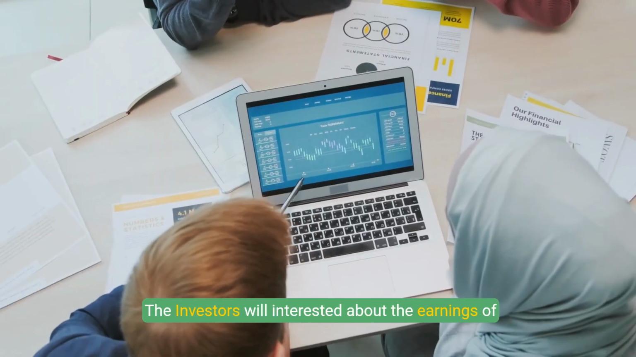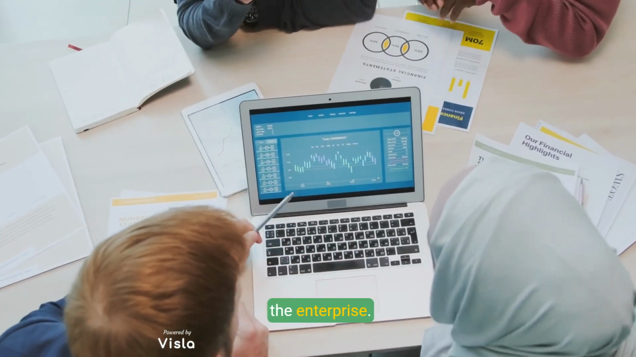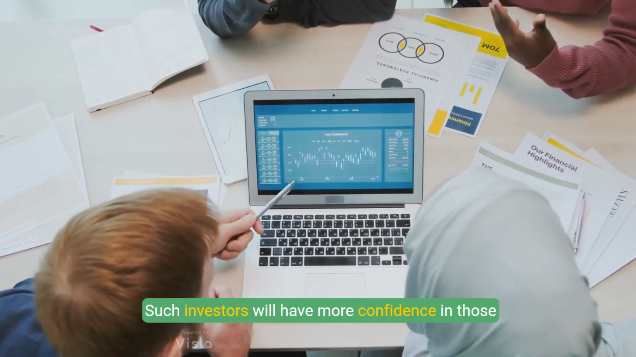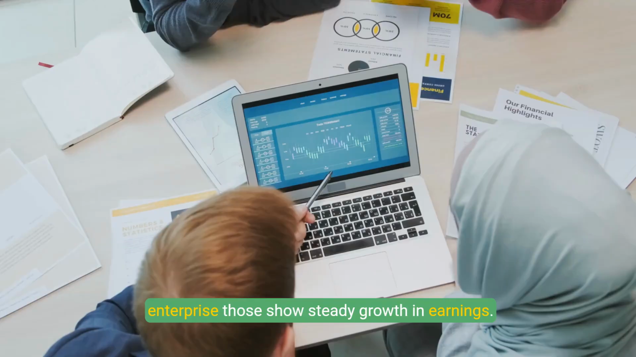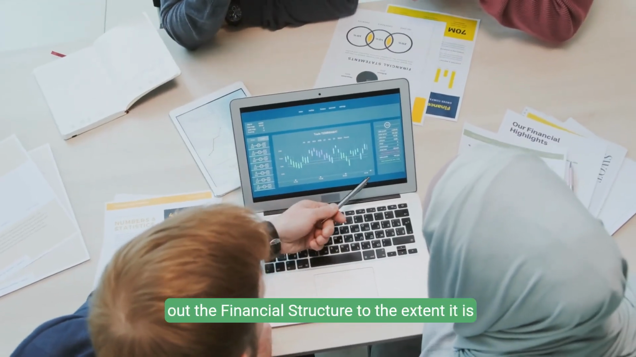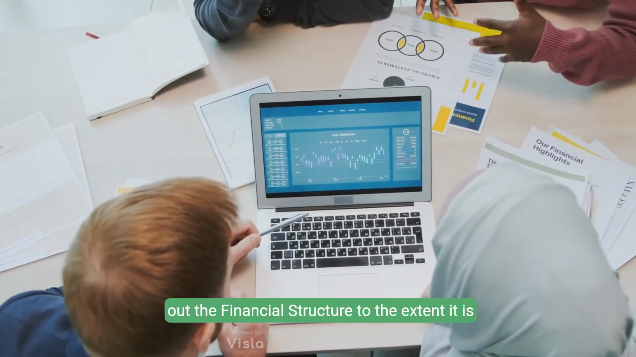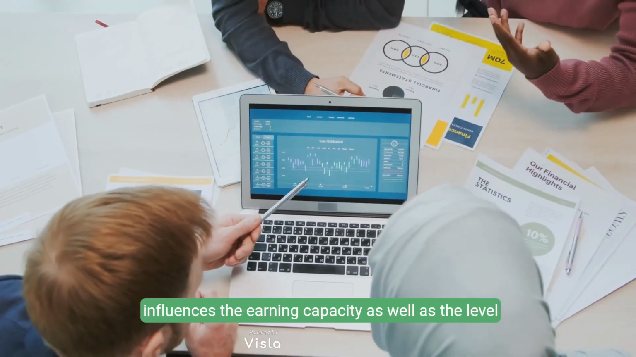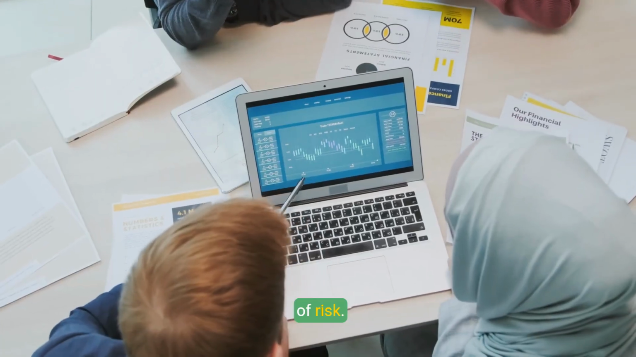The investors will be interested in the earnings of the enterprise. Such investors will have more confidence in those enterprises that show steady growth in earnings. They also look at the financial structure, to the extent it influences the earning capacity as well as the level of risk.